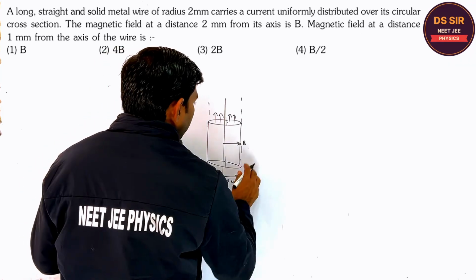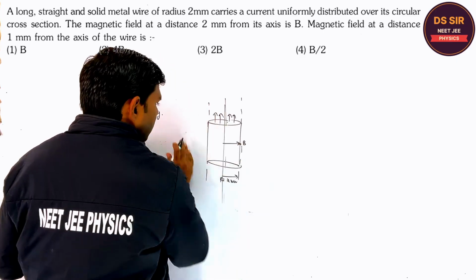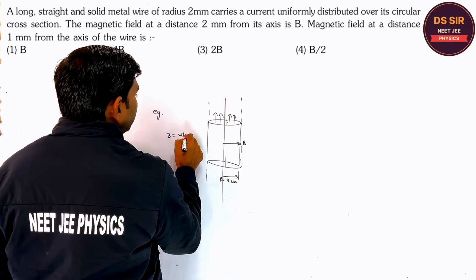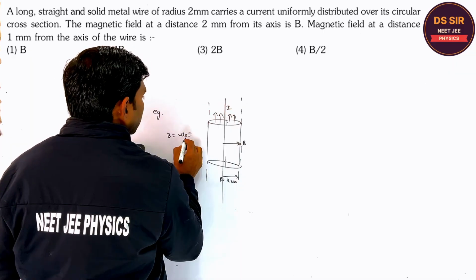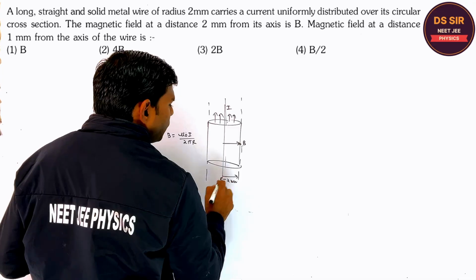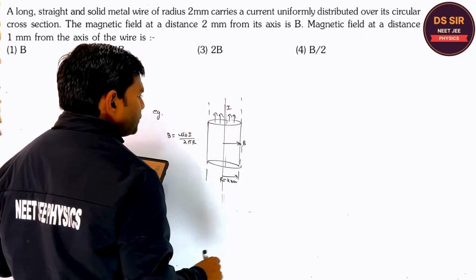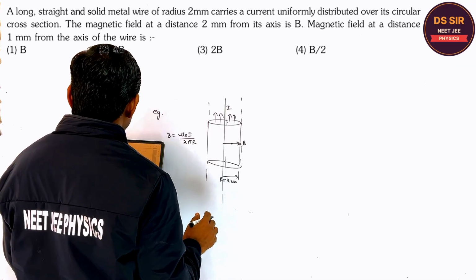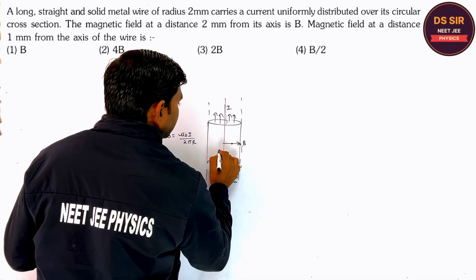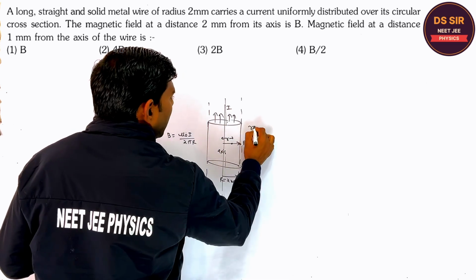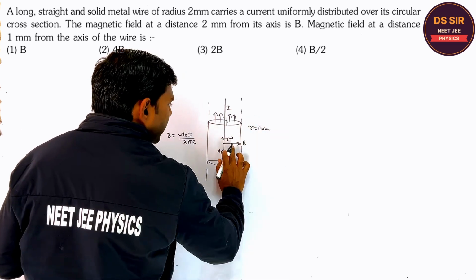At a distance of 1 millimeter, right? Here on the surface, what is the formula? For the surface, the magnetic field is mu naught I upon 2 pi R, suppose this is the current. And the R value is 2 millimeter, we can put it later, right? Now they are asking the magnetic field at 1 millimeter from the axis. This is the axis, the radius, this distance is r, and r is equal to 1 millimeter inside.